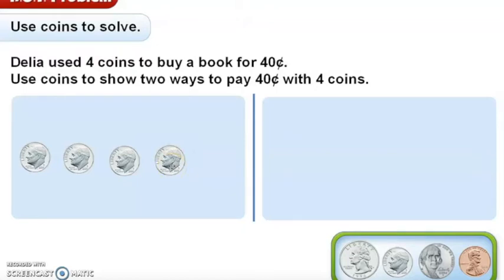Now, let's try and think of another way that we can use 4 coins to make 40 cents. So again, let's start with a quarter because a quarter we know we can use because that's 25 cents.